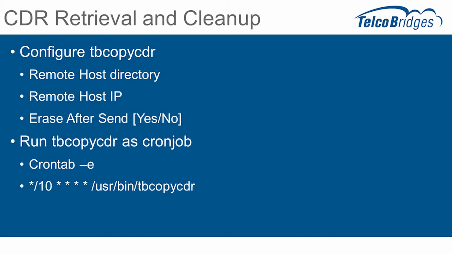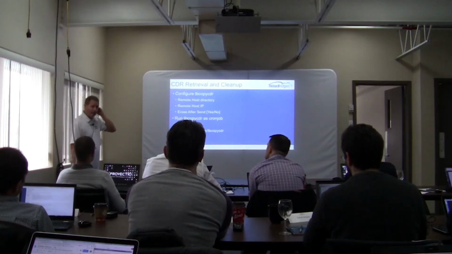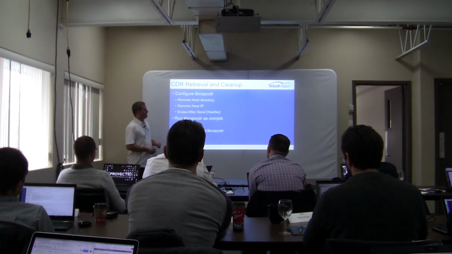And then you just need to add the TB copy CDR as a cron job, and then you say how often you want to run it. This is every 10 minutes, so you can change the cron job information to do that.